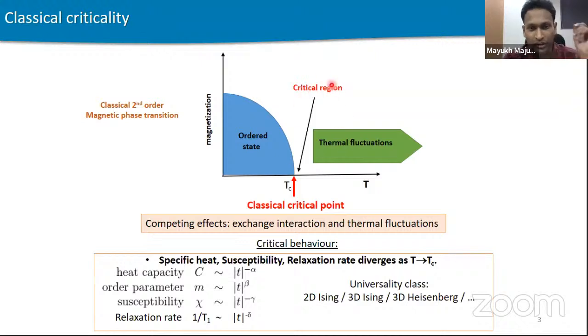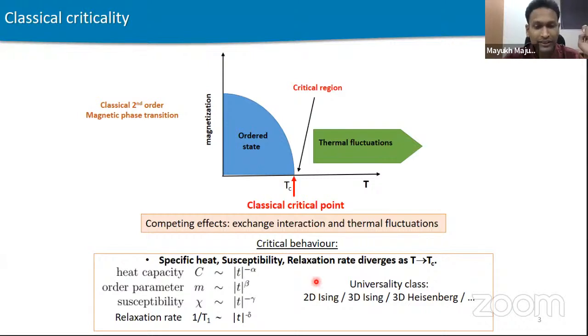And within this critical region, we know that all the physical properties, for example, the specific heat, susceptibility, relaxation rate, all these things diverge towards the ordering temperature. And theoretically, as well as experimentally, it has been found that all these parameters show some kind of power law type of behavior. And the exponents have already been theoretically proposed.